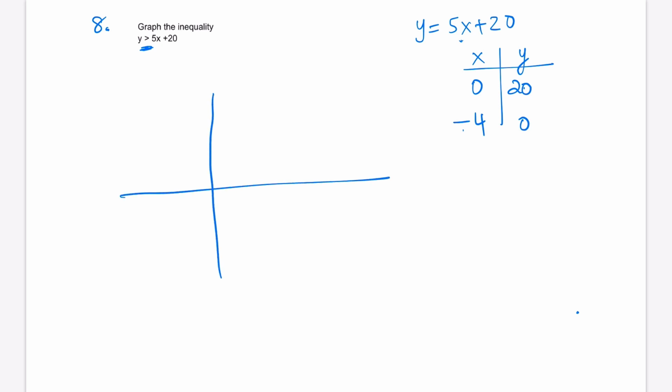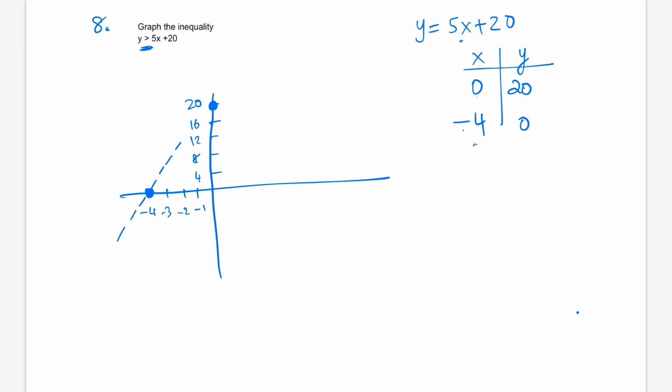Again, the y value goes up to 20. I'm going to choose a scale of 4, folks: 4, 8, 12, 16, 20. And x goes to negative 4. That's not bad: 1, 2, 3, 4. I'm going to choose a scale of 1. Okay, let's plot. When x is 0, y is 20. That is this point. Next, when x is negative 4, y is 0. That is this point. I'm going to connect these two points with the dotted line.